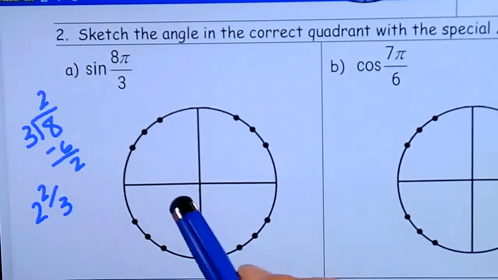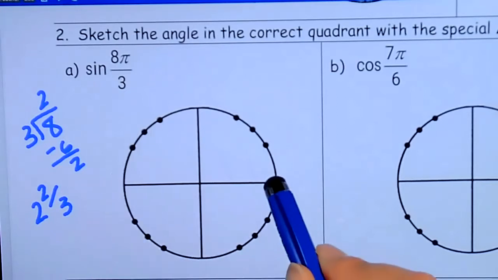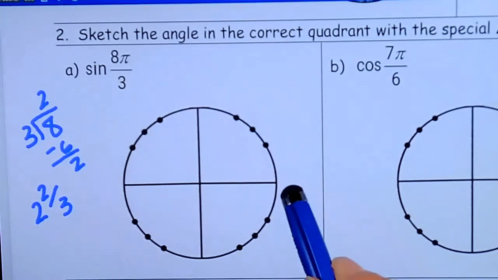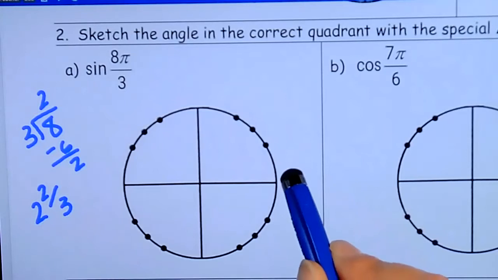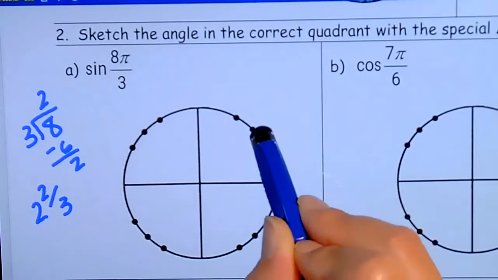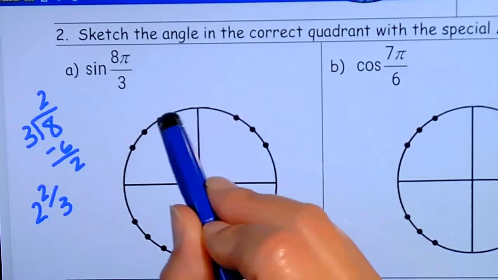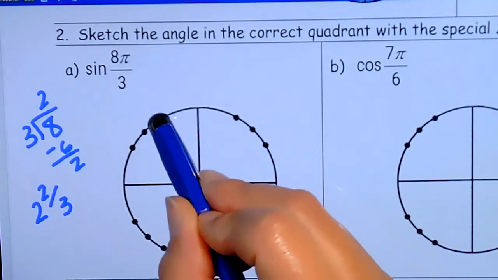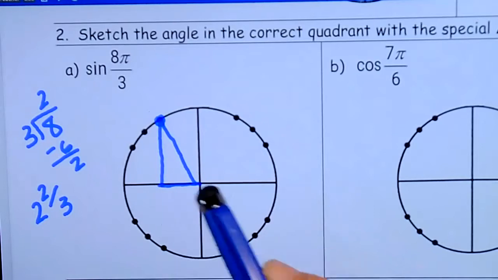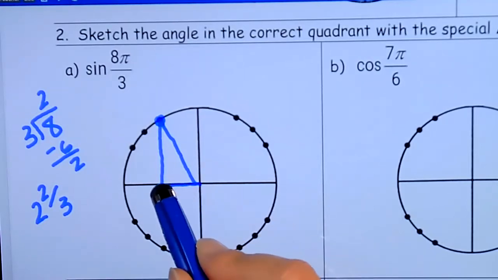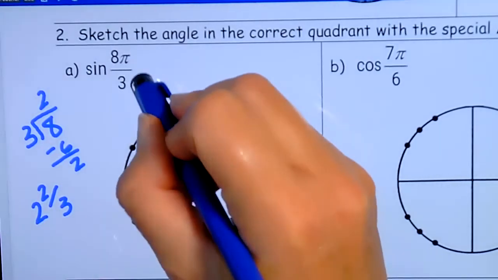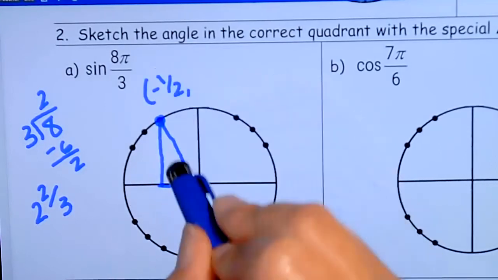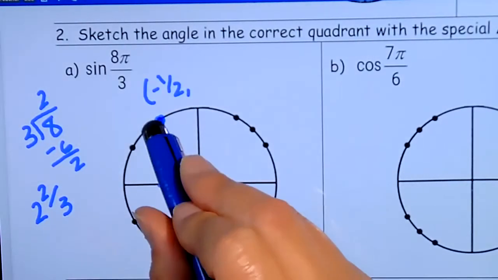So 2 pi would be all the way to here. That would be 2 pi. All my even pi's are here, and then I'm going to go 2/3. So this is 1/3, this is my 2/3. So this is where I am. If I draw a triangle here, this is going to be short, comma, long. So -1/2, because of the quadrant I'm in, negative, comma, positive.